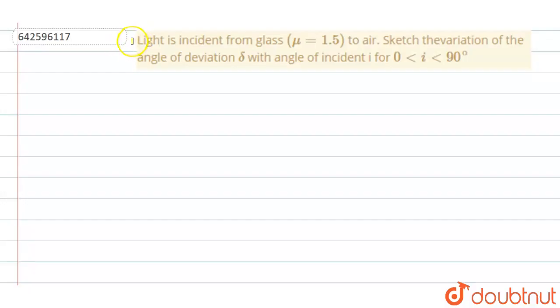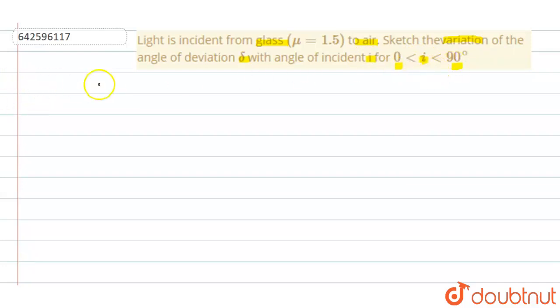Hello everyone. Let us start with the question. The question says that the light is incident from the glass of refractive index 1.5 to air. Sketch the variation of the angle of deviation delta with the angle of incidence I, for which I varies from 0 to 90 degree.